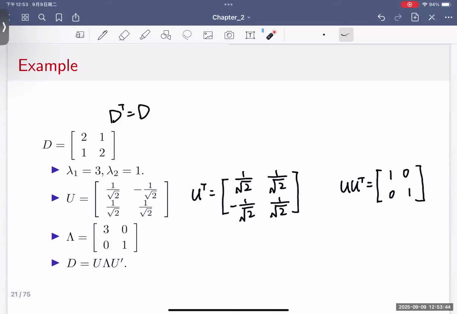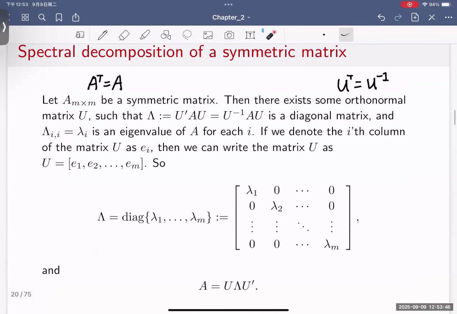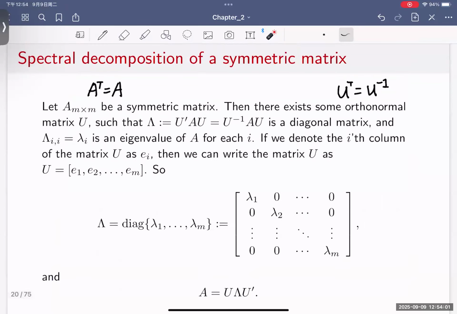This is also the most common matrix we will meet, because a lot of the time we handle this type of matrix. So this orthogonal decomposition, or spectral decomposition, is pretty important. But don't worry, just keep this content in mind first.